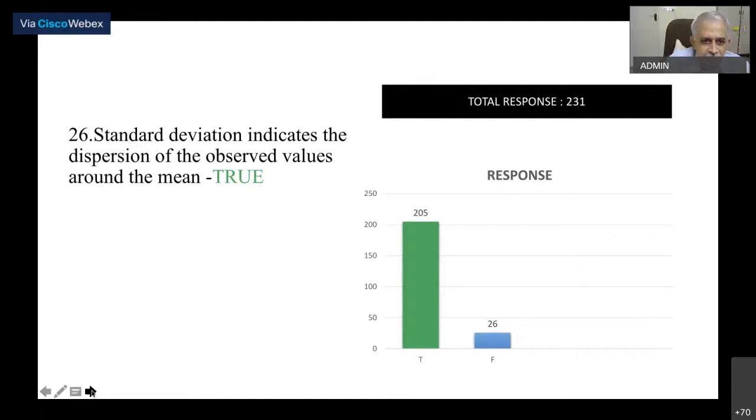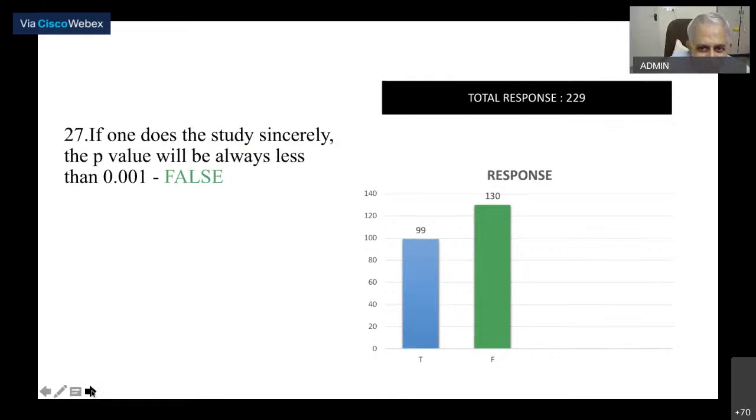Next. But I am surprised to see some are wrong. Here 99 people have got it wrong. If one does the study sincerely, the p-value will not always be less than 0.001. So it is not your sincerity alone which matters. Sincerity is important, but your methodology and the result you are looking at, based on that the p-value will vary. Suppose the difference is less, the p-value will be less. Less means the number will be more. The lower the value, the more significant.